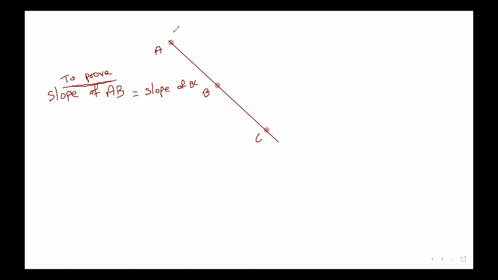If at all you find that slope of AB and slope of BC are different, it means that A to B it is a line of some steepness, and then from B to C it is another line with a different steepness, different gradient. So you can see that if the slopes are not equal, they are not collinear.